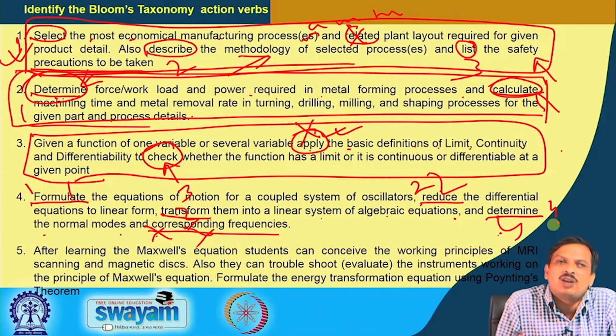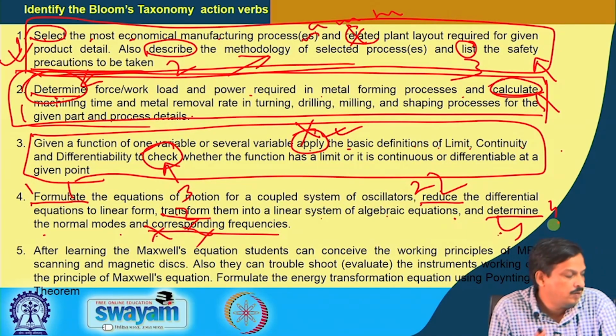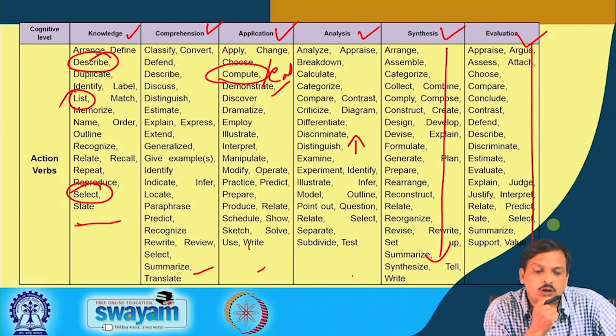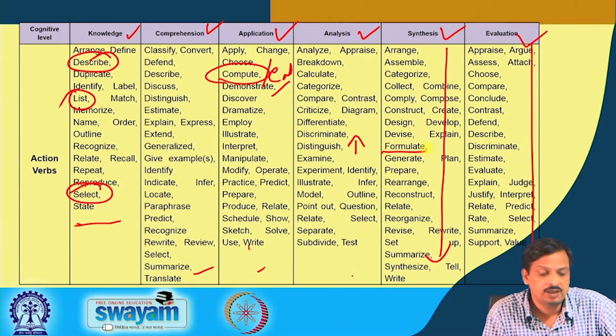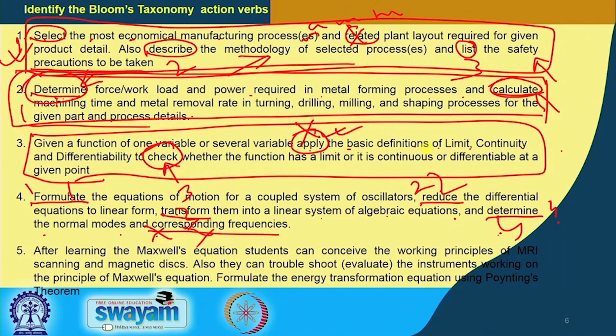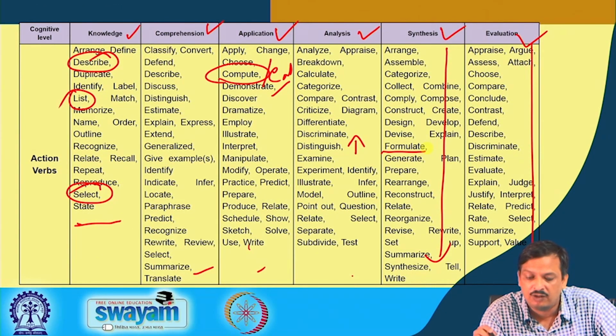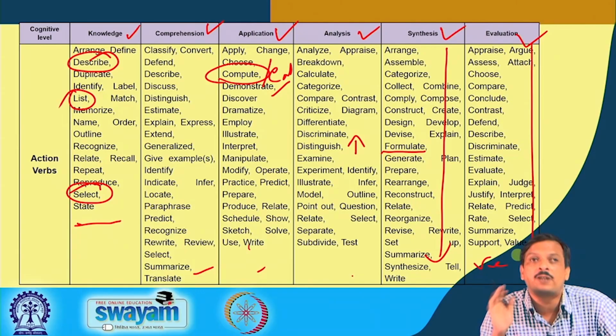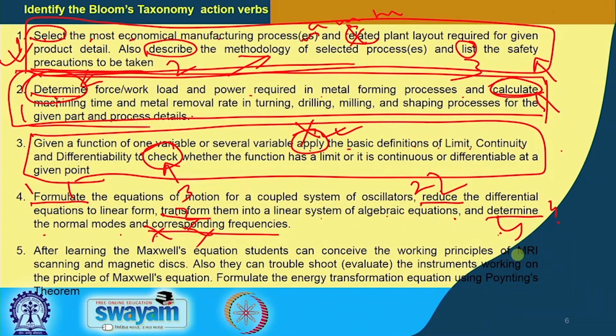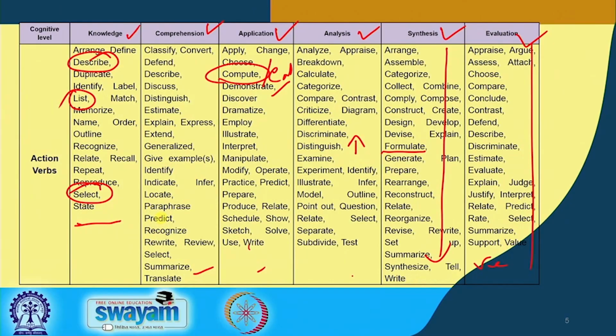So, I have to find out what is the cognitive level. Let us first check formulate. Formulate may be synthesis, yes, synthesis level. Then reduce, okay. So, reduce may be evaluation, I think so. Reduce is not here, but it is in my list. So, reduce will be evaluation, meaning simplification or optimization. Then transform, transform may be in analysis.